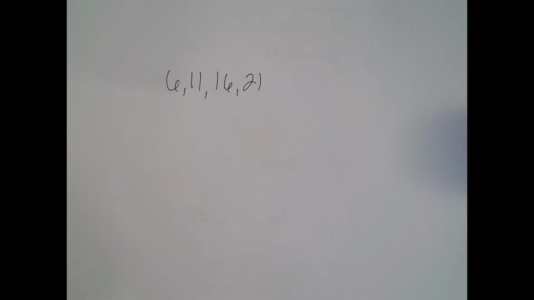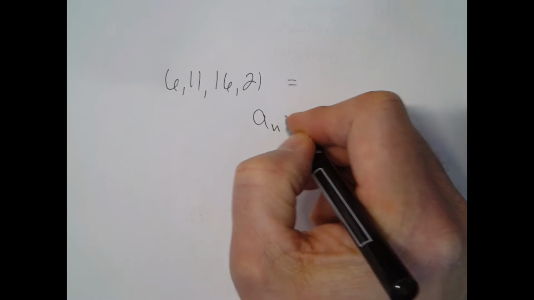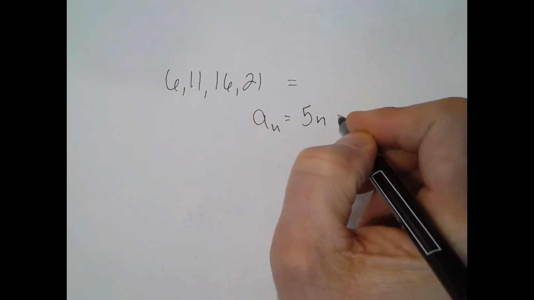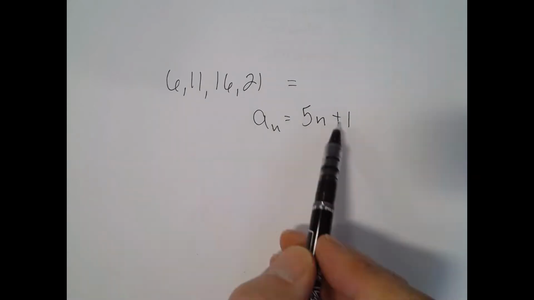Anybody? What do you think, Wild? What'd you say? 5n plus 1. Is that what we're getting? Good. So the nth term would be a sub n equals 5n plus 1. I know I'm going up 5 every time. How do I go from 5 to 6? I can just add 1.